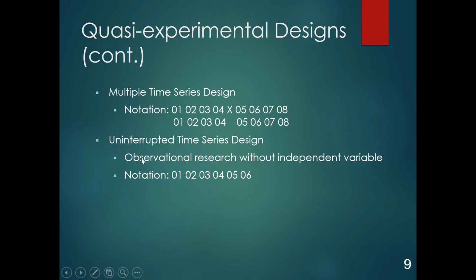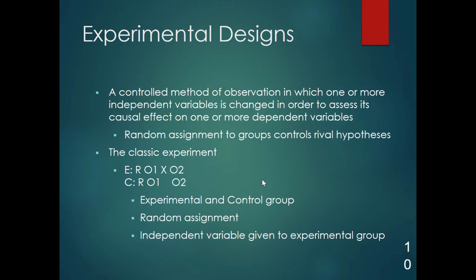With the uninterrupted time series design, these are observational research without independent variables. Here you're just observing them. There's no independent variable, there's no intervention. With the experimental design, this is a control method of observation where one or more independent variables is changed in order to assess the causal effect on one or more dependent variables.